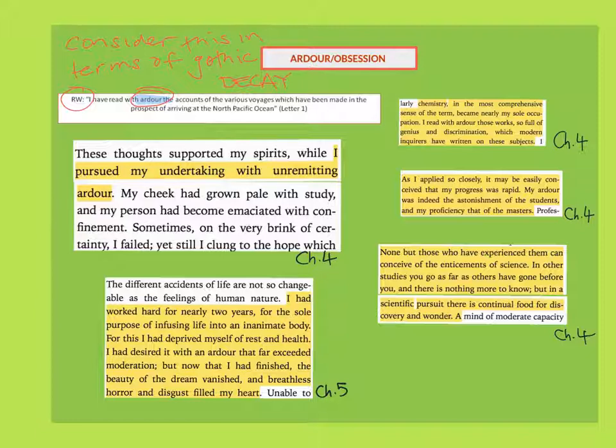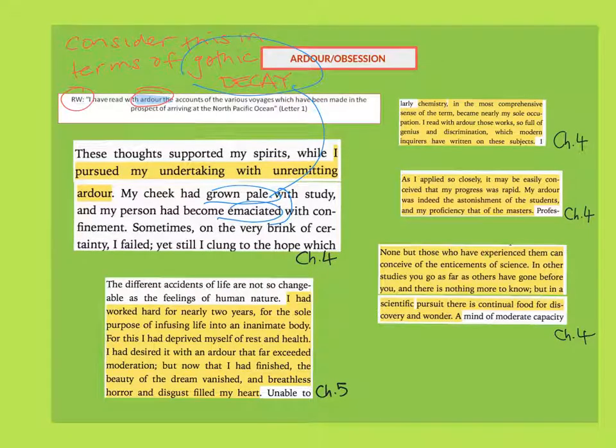Look at the consequences. "My cheek had grown pale with study, and my person had become emaciated with confinement. Sometimes on the very brink of certainty I failed, yet still I clung to the hope," and on he goes. Interestingly already, which we'll talk about when we get to monstrousness, already starting to have some parallels of the doppelganger between Victor and the creature he makes. So a pale cheek and growing thin. Look at the cost it has, devoting himself maniacally to this study.